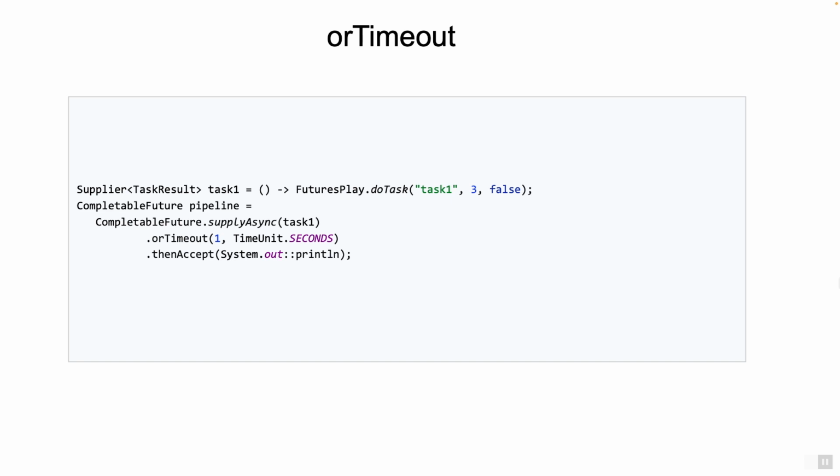We can also use timeouts in our pipeline. A general rule of thumb is to use a decent timeout so that pipelines will fail with a timeout exception in case tasks take too much time. In the example on the screen, if the task does not complete within 1 second, the completable future will complete exceptionally with a timed out exception.